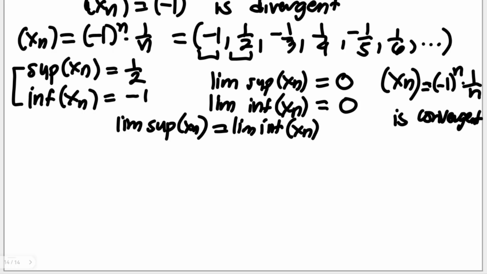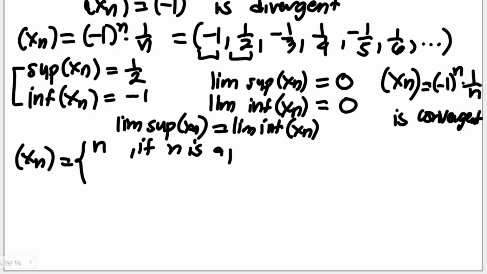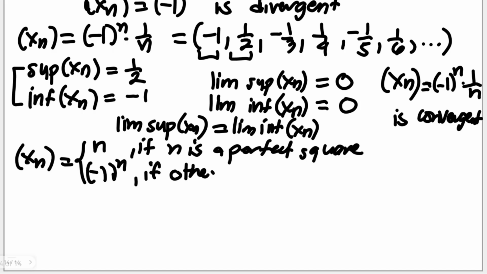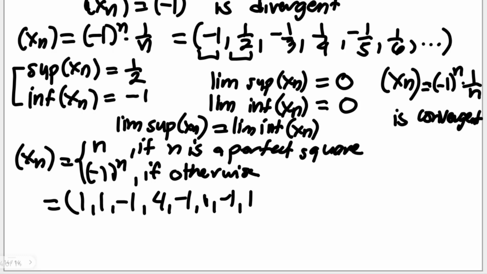Now, let's have the last example, the piecewise function that denotes the sequence. You'll have here, sorry for that, it should be a brace, n, if n is a perfect square. This was the last example. And then you will have here this, if otherwise. The elements of this sequence, if I'm correct, were positive 1, positive 1, when it's 1, 2, 3, negative 1, 4, negative 1, 1, negative 1, 1, 9, and so on and so forth.